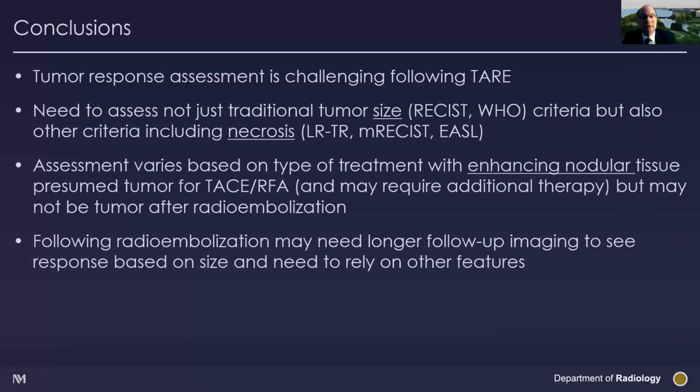So in conclusion, as I've shown you, I think tumor response assessment is challenging following radioembolization. As I mentioned, you need to assess not just the traditional tumor size, the RECIST or the WHO criteria, but you also have to use other criteria, including necrosis, and that's been adapted by the LR-TR, as well as mRECIST and EASL. And as I mentioned, you want to assess your therapy based on the type of treatment, because enhancing nodular tissue, although it's presumed to be tumor for chemoembolization and RF ablation, and may require additional therapy, may not be tumor for radioembolization.